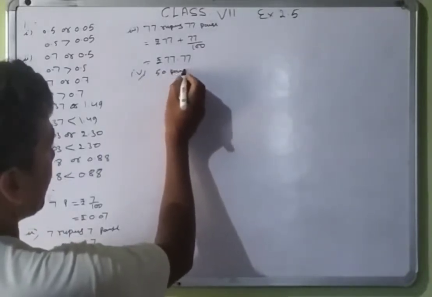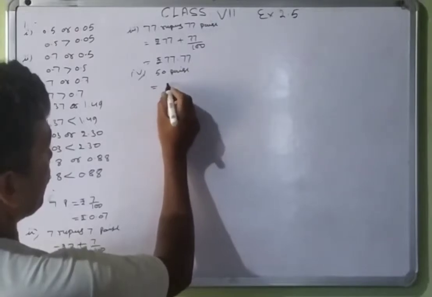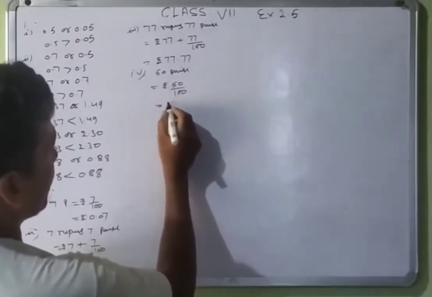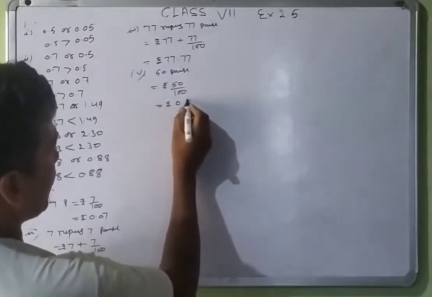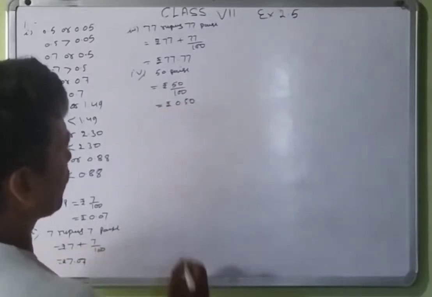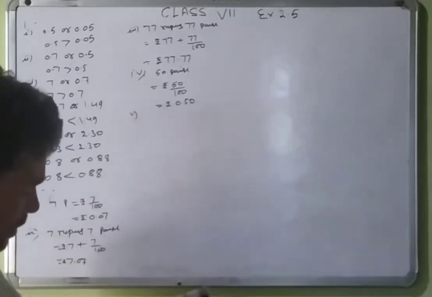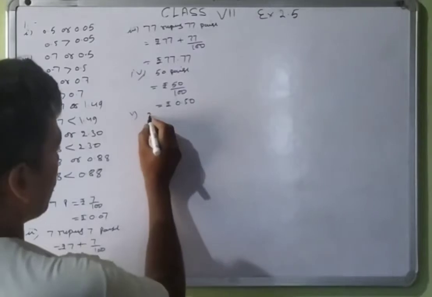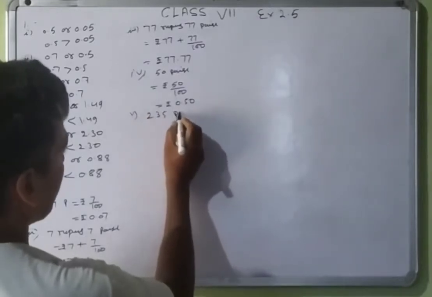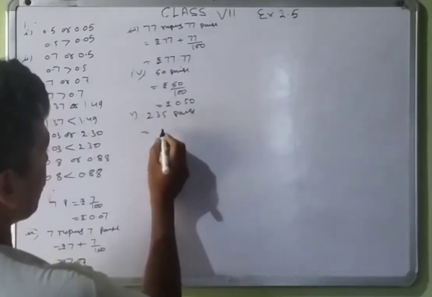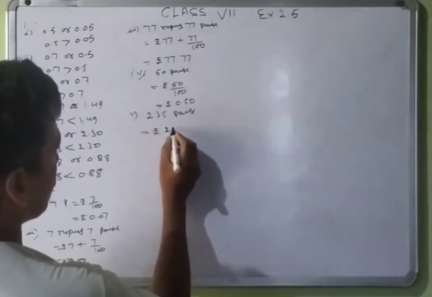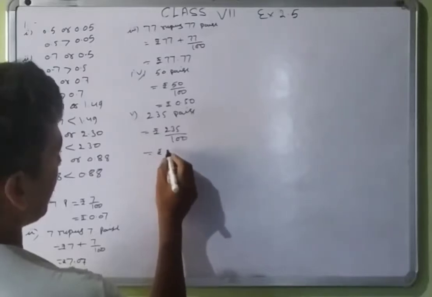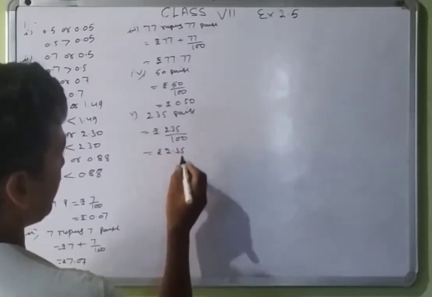Fourth part, this is 50 paise. 50 paise is equal to rupees 50 upon 100. So that will be rupees 0.50, or you can write 0.5 also. Fifth part, that is 235 paise. 235 paise is equal to rupees 235 upon 100. By the division, that will be 2.35 rupees.